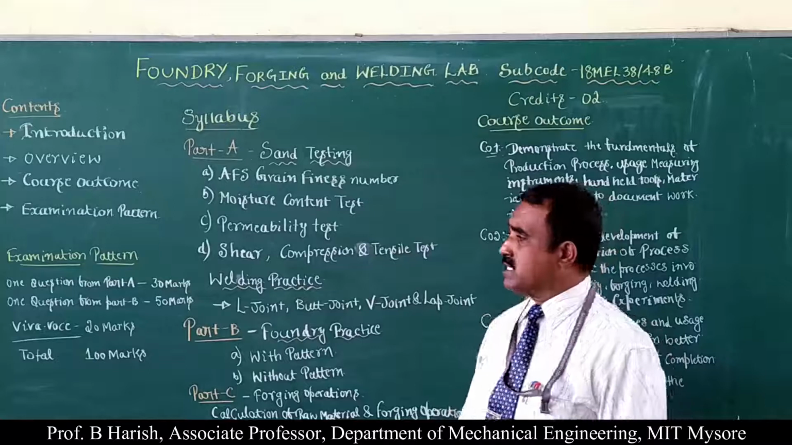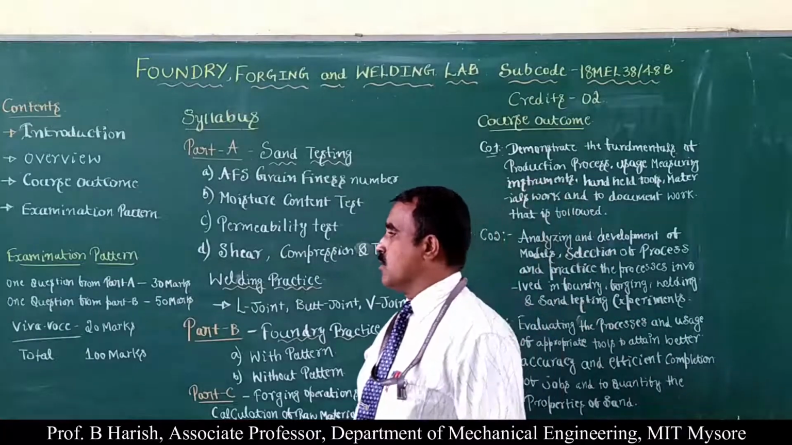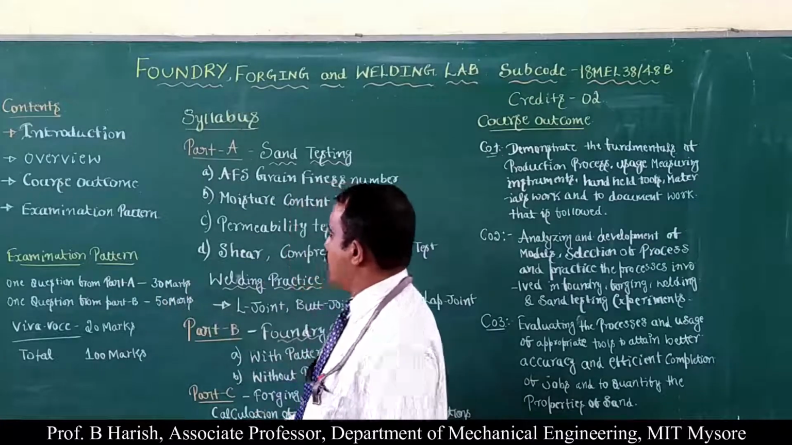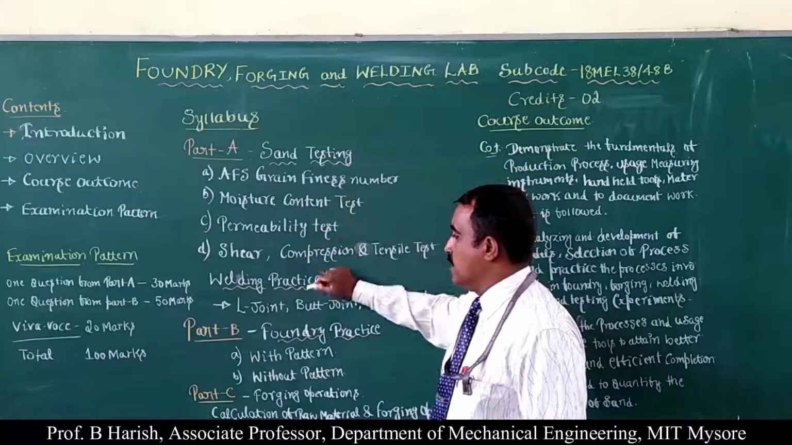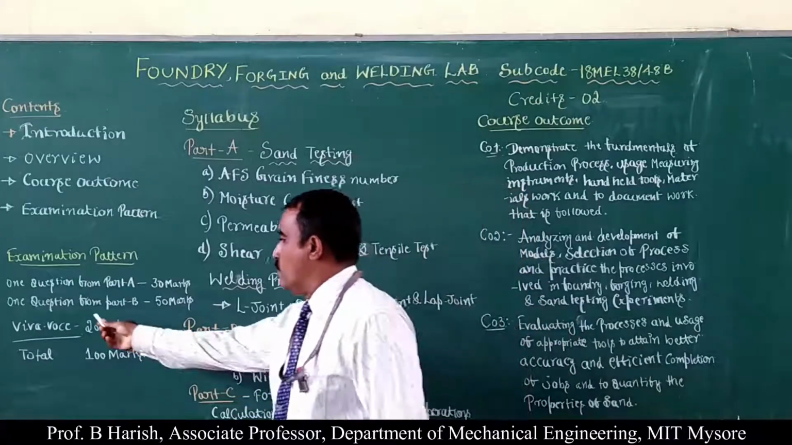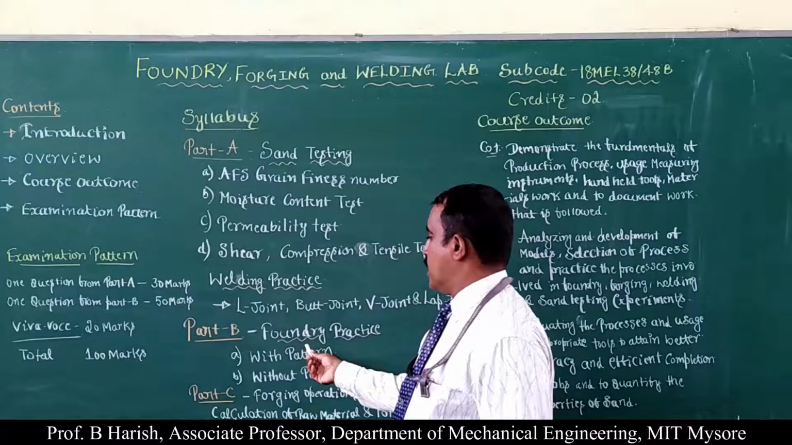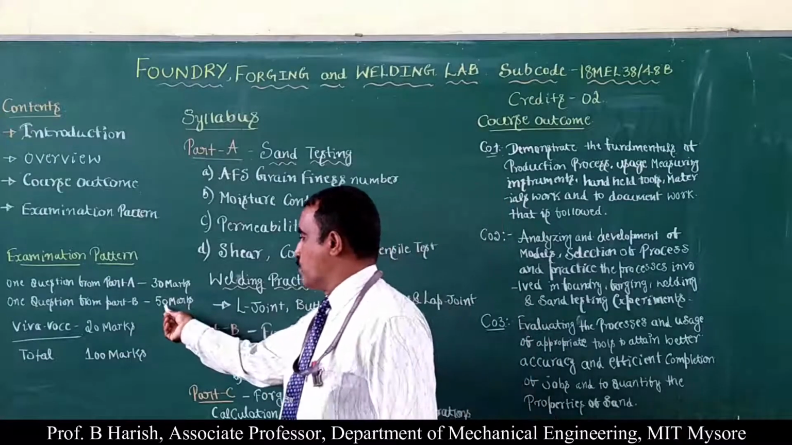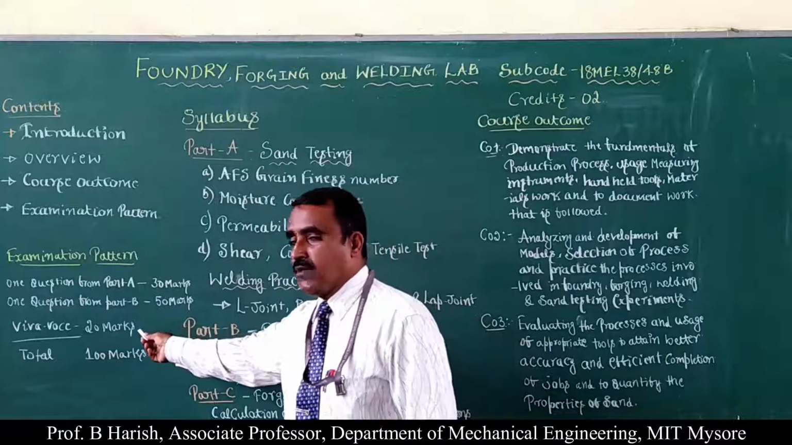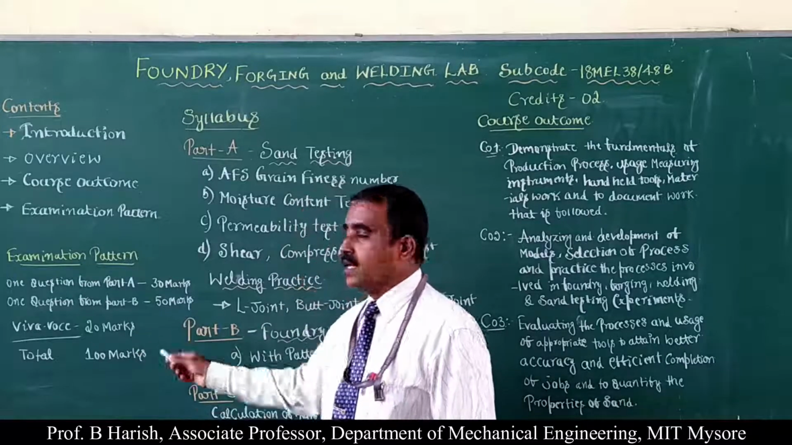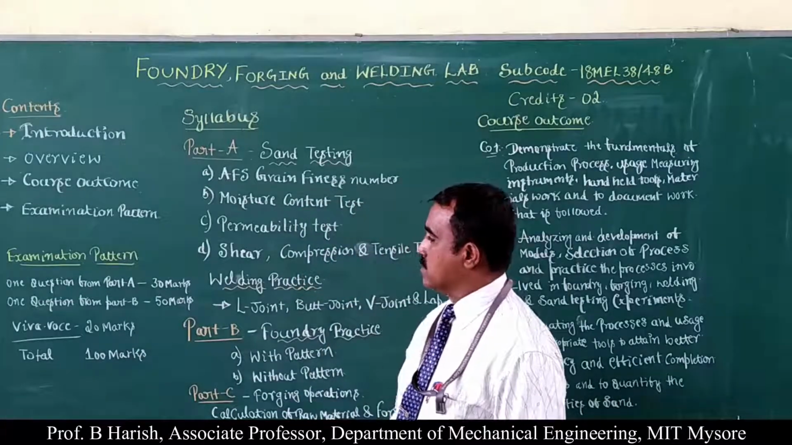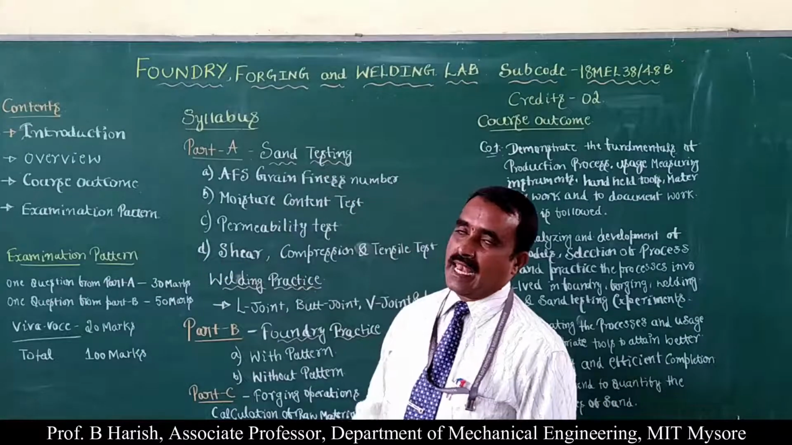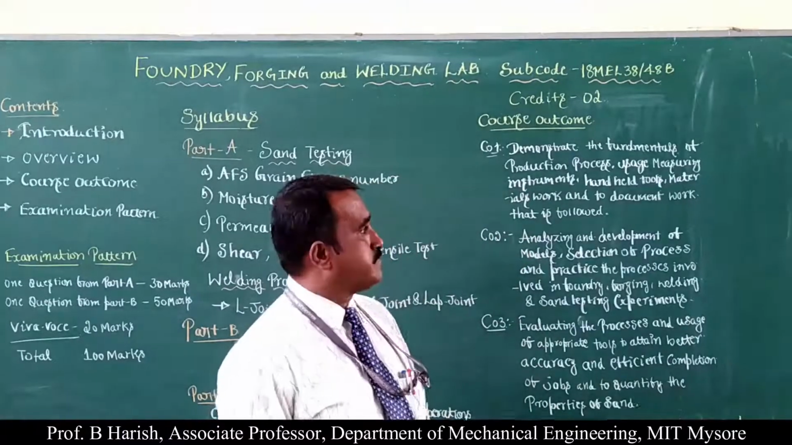Then coming to the examination pattern. You will have one question from Part A for 30 marks. In Part A you will get the sand test and welding. Then one question from Part B, that is foundry and forging, for 50 marks. And we will have Viva for 20 marks. Put together, it will be for 100 marks. This is the examination pattern for the foundry, forging and welding lab.